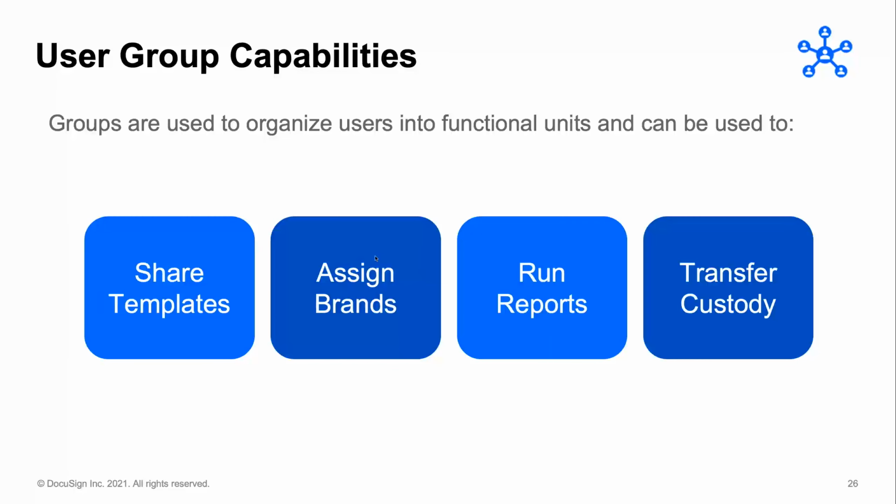You can also use groups as a way to assign access to brands. So for example, with our athletics group, maybe we want to make sure that they only have the ability to use the athletics signing brand that we created.